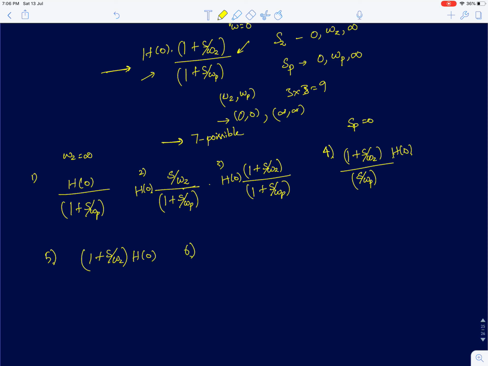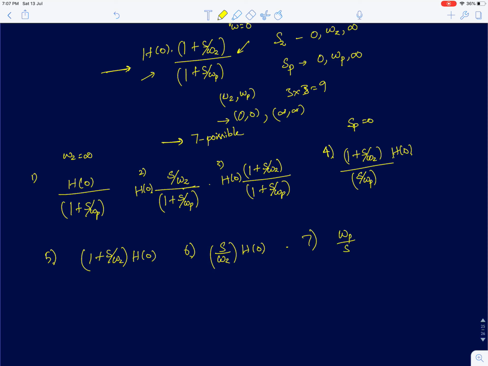And then the sixth case is a trivial case when you have a 0 at 0 and a pole at infinity, so that will be s by omega z into h of 0. And then the seventh case will be omega z at infinity and omega p is at 0. So in that case, you have a 0 at 0, that's an integrator, omega p by s.